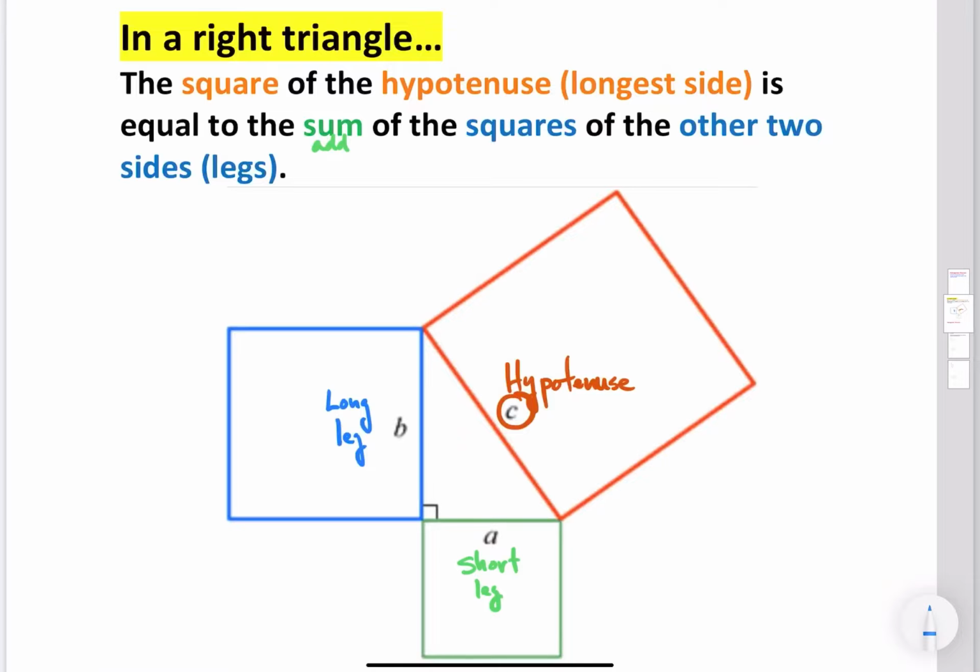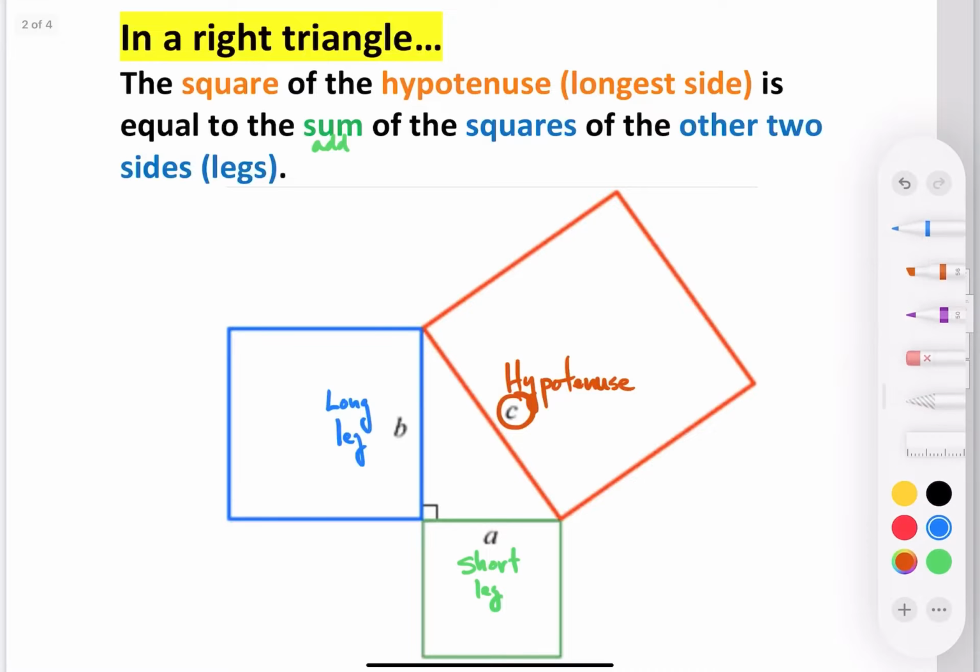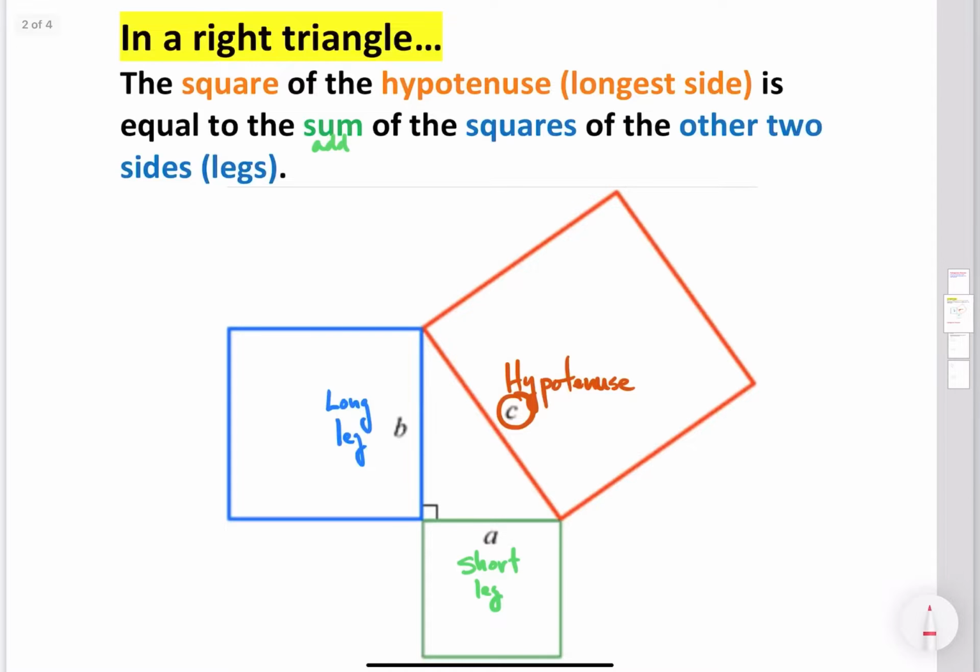Now, there's something else that you want to remember, which is that C is the most important side. And what we want to know is that C will always be opposite of this right angle. So remember, it has to come from this right triangle. So we look for that right angle, and if you go to the opposite side, well, that's your hypotenuse.